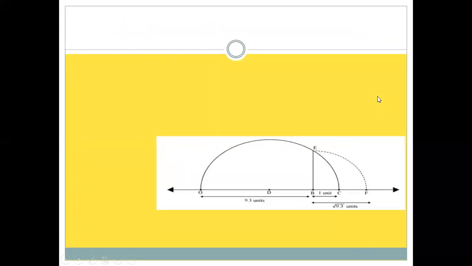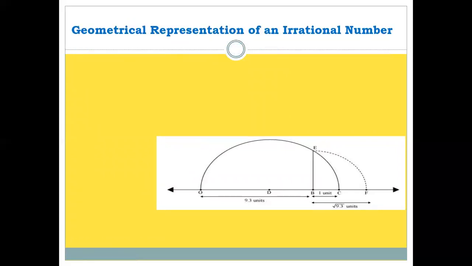Now we have the geometrical representation of an irrational number. So how can we represent an irrational number geometrically on the number line? So the question is, represent root 9.3 on the real number line geometrically. So there are various steps we need to follow.